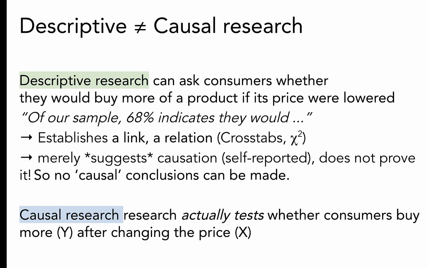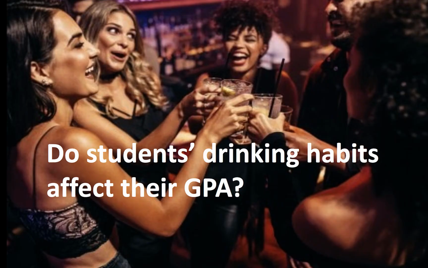Just to make this idea more clear, let me present you with this example. If you want to understand whether students' drinking habits influence their GPA, then if you do a survey and you ask people, hey, what's your GPA? And then you ask, how much do you drink on average per week? How many consumptions, which alcohol, and so on. And then you correlate these two variables. You look at whether there's a relationship between these two variables. Then all you find is relational data. You didn't find an effect.